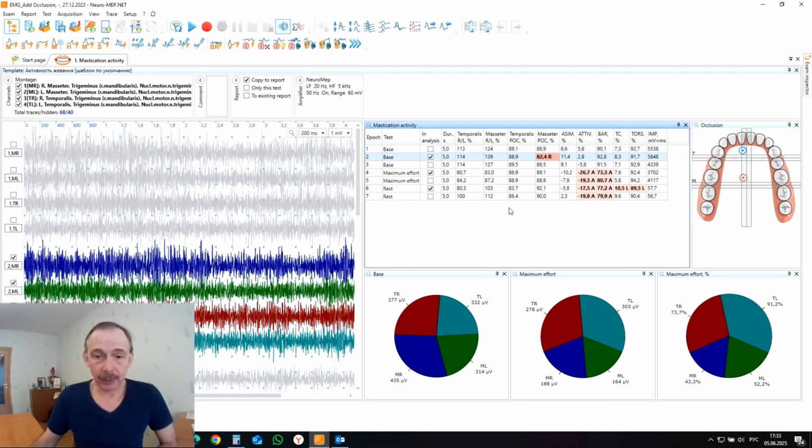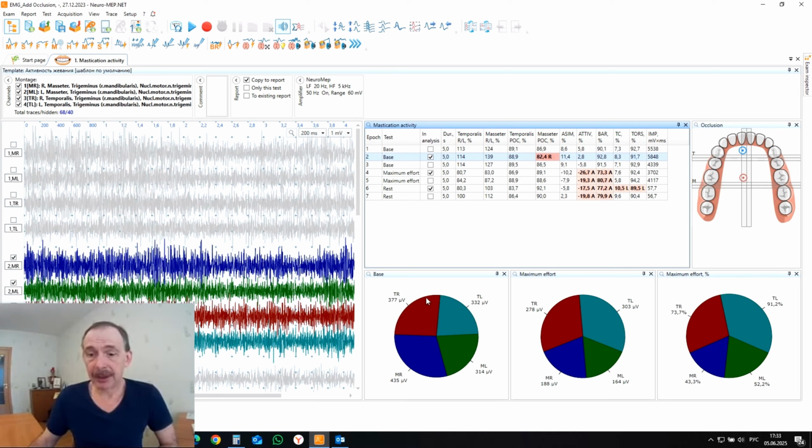First of all, we see that we have here pie charts, which are quite visual, and in particular for the base curve we have here the activity separately for the right temporalis, for the left temporalis in microvolts, for the right masseter and left masseter. We have this activity in the form of an effective value calculated in a special way. We can see which muscles are predominant here quite clearly.